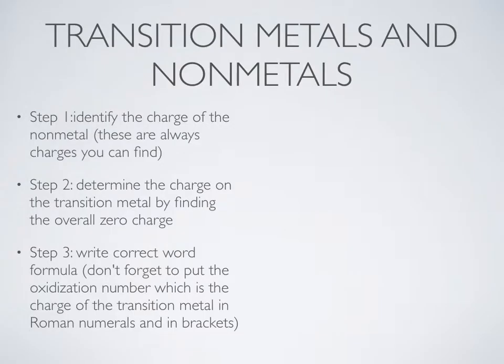Alright, transition metals and nonmetals. So, let's go through the steps. First, we need to identify the charge of the nonmetal. These are always charges that you can find. You can look under your anions on your list on your representative periodic table, or if you know the group number, you can solve for the charge.